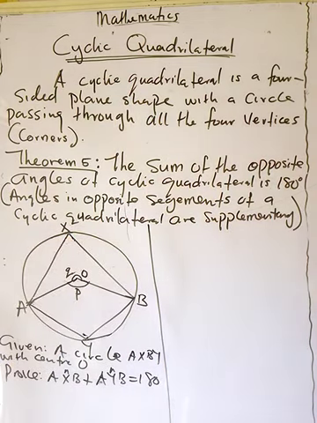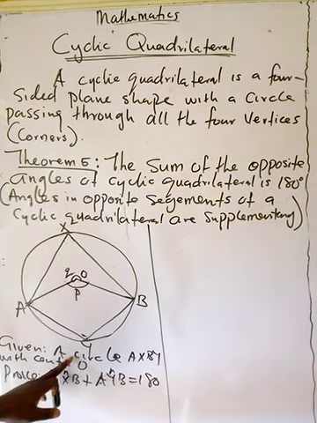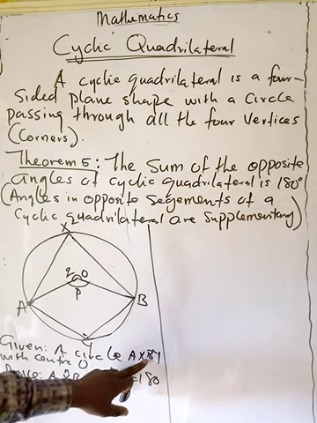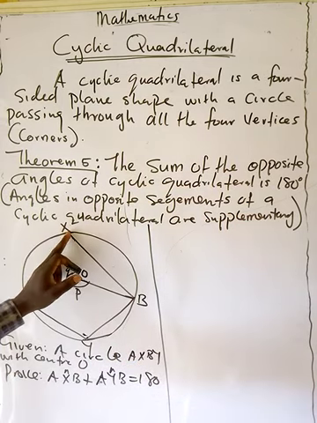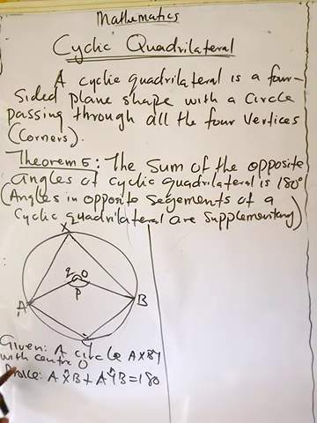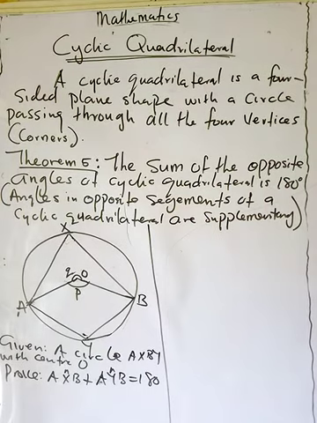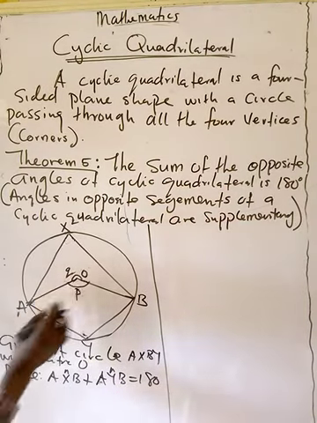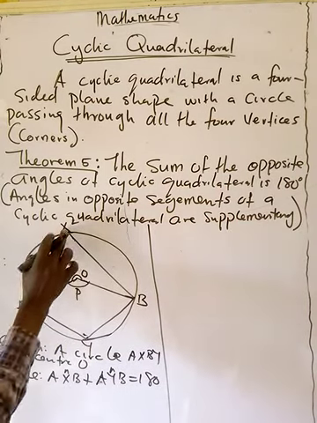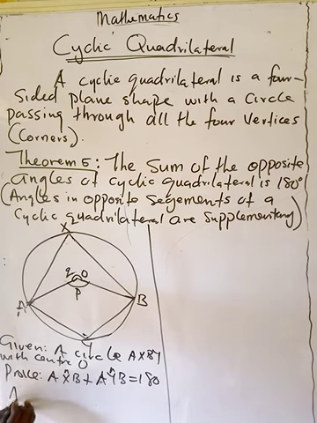Now we want to prove that, given a circle AXBY with center O, ASB plus AYB equals 180. So to prove that ASB plus AYB equals 180, we have ASB. Now look at this circle. We have AXB.